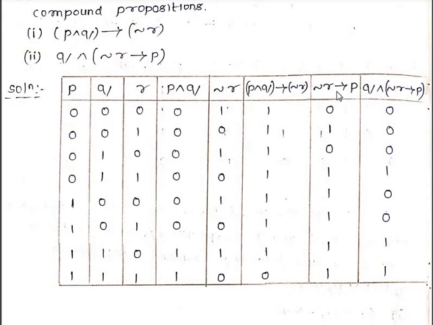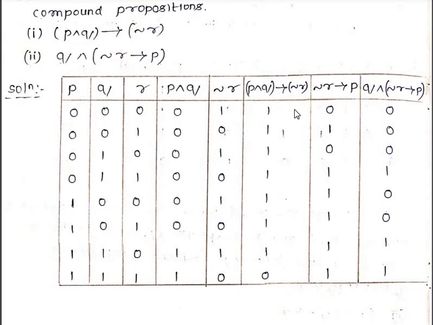In the next second problem, you have Q and negation R implying P. So first we'll solve for this. As already we have taken a table for Q, we have to check for negation R implying P. If negation R, then P. So where is negation R? You have to consider this column and this P column.